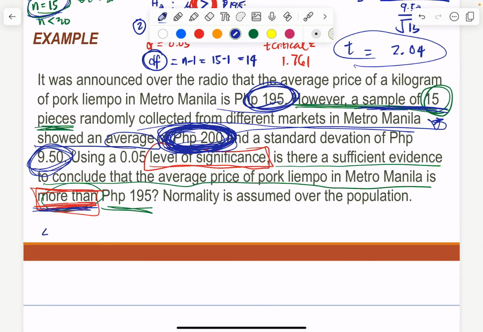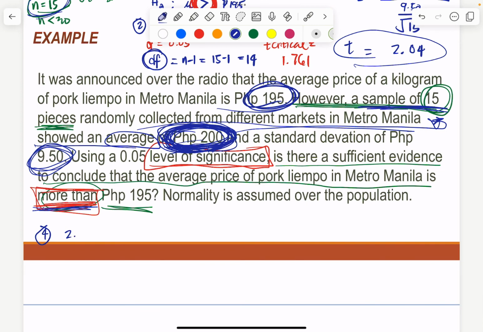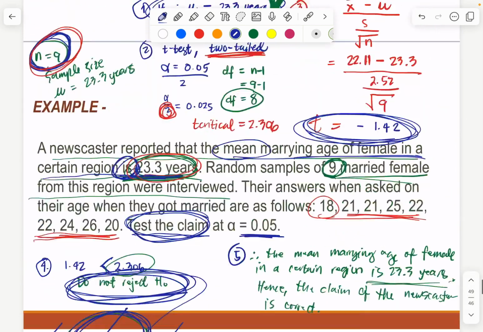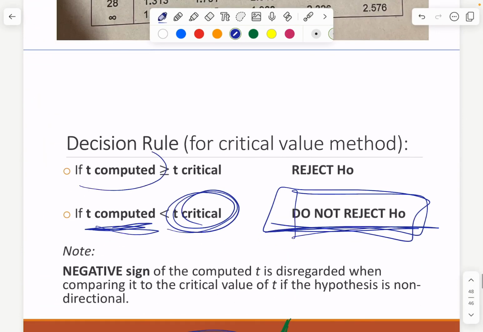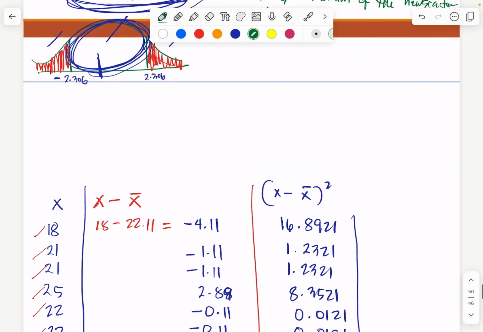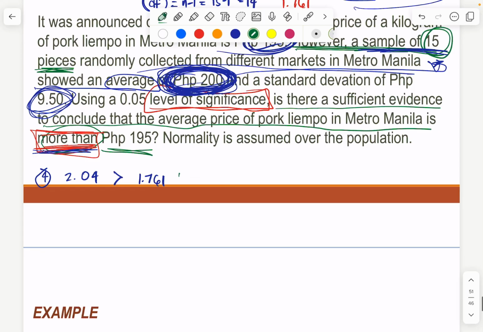So, unsaon man siya? That will be in step number 4. So, unsay una hug isulat diri? Okay, our t value. So, that is 2.04, which is greater than our t critical nga 1.761. So, unsa man dayon ang decision nato ani? Okay, let's go back to the decision rule. So, the decision rule nag-ingon mo kasi t computed is greater than our t critical. Unsay buhaton? Okay, we have to reject the null hypothesis. So, atong decision din diri kay reject the null hypothesis.